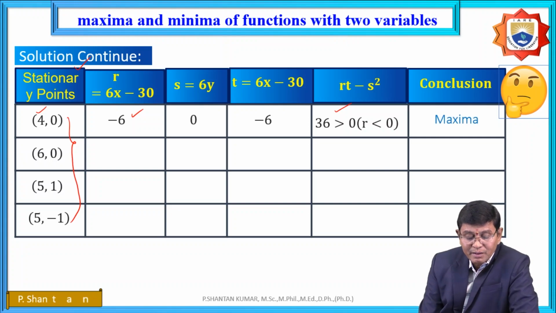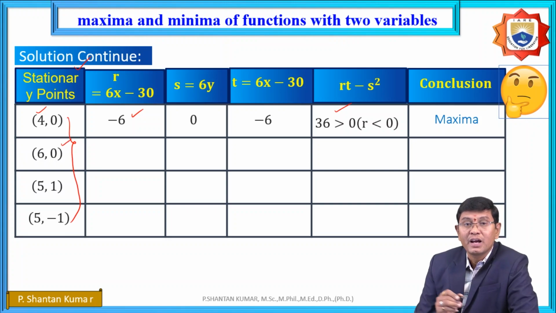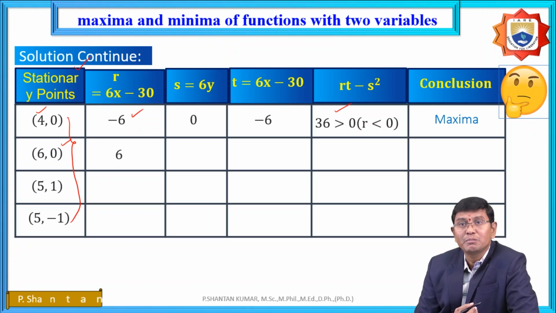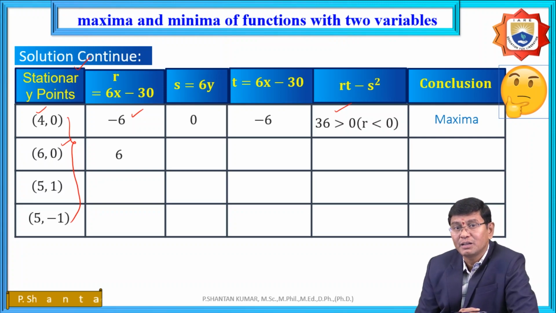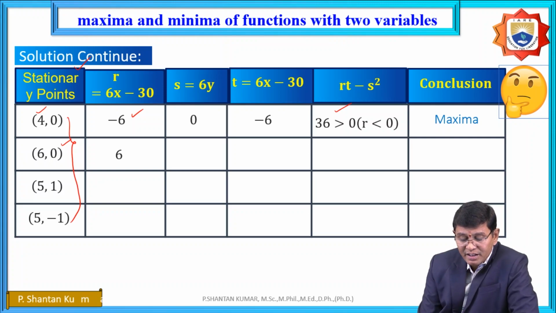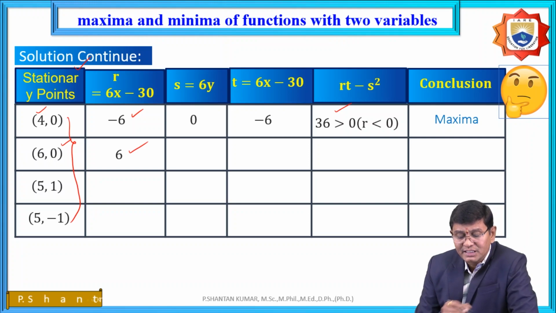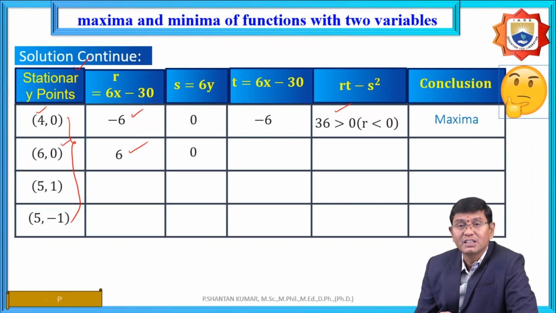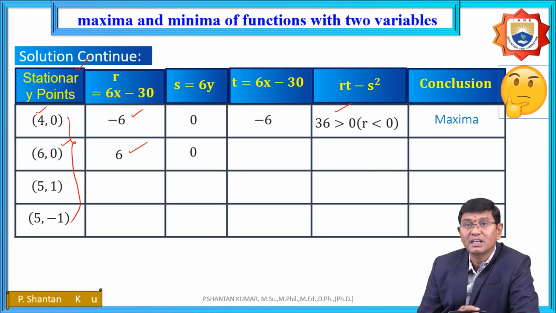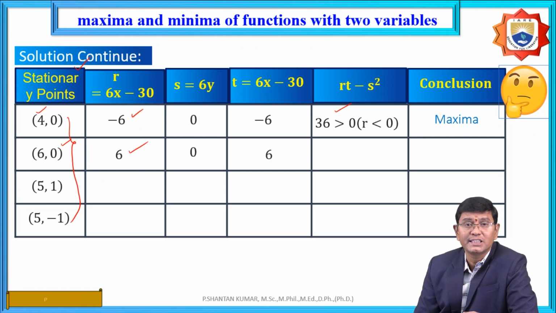And similarly, at the point 6 comma 0, again we need to replace in the r function. Therefore, the r value here is 6 into 6, which is 36, minus 30, which is 6 only. And here s is nothing but y equal to 0. Therefore, s is also clearly 0. And further, we need to find t. Again, we know that x is equal to 6, that is 36 minus 30, which is also the same value, 6.